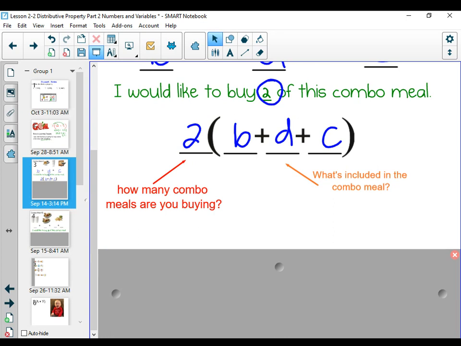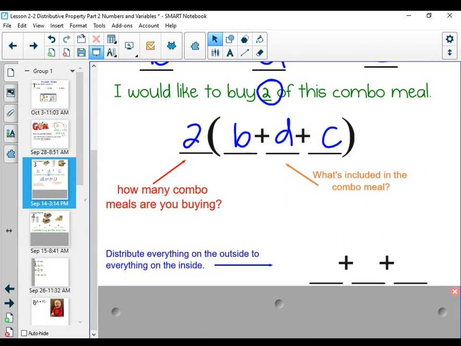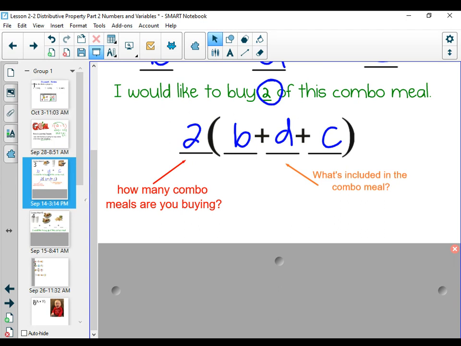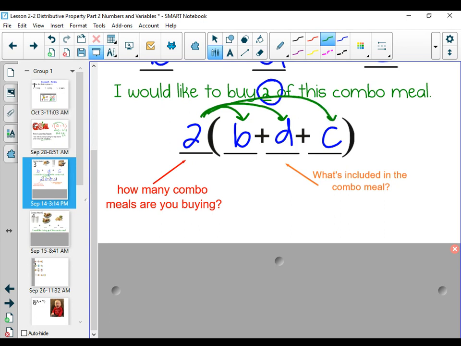How many are we buying? 2 combo meals. What's included in the combo meal? A burrito, a drink, and some chips. Take everything on the outside times everything on the inside. So in the bag of to-go, I have 2 burritos plus 2 drinks plus 2 chips. Guac is extra. So, a silly example of what the distributive property with variables looks like.